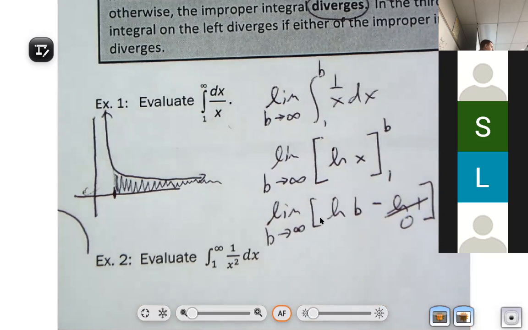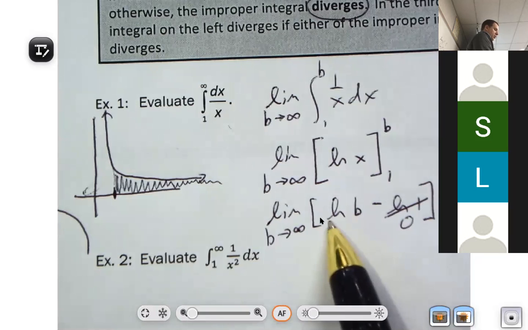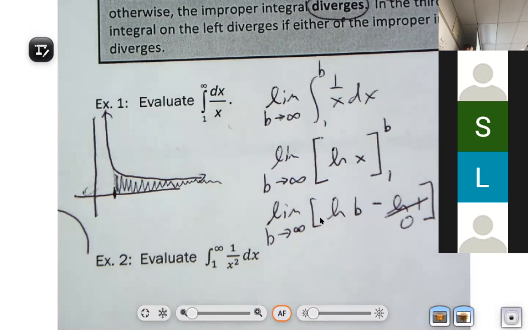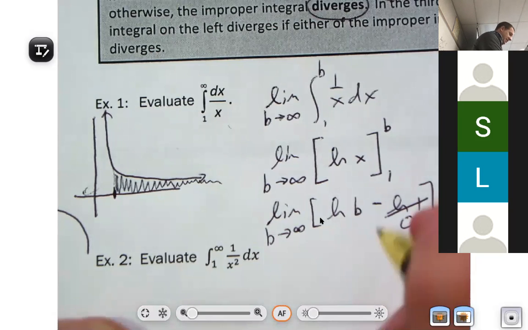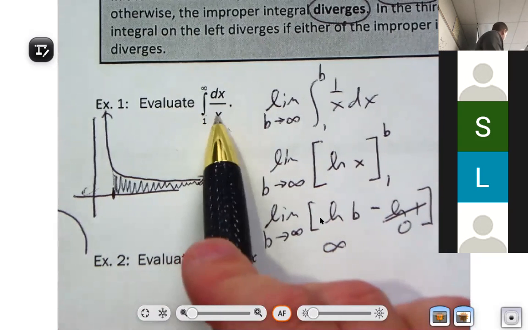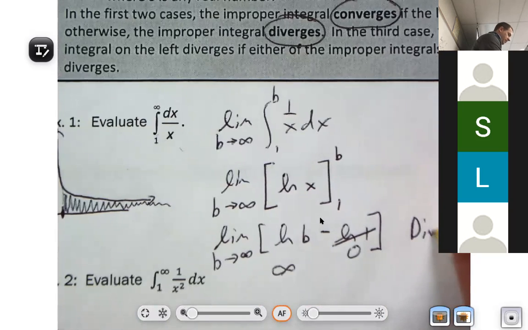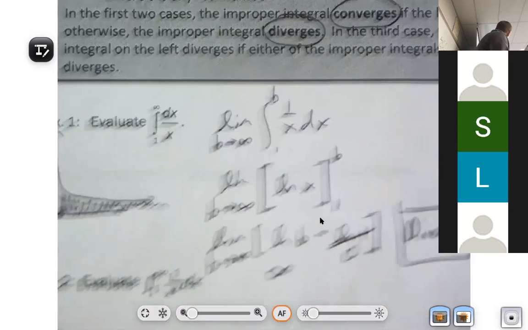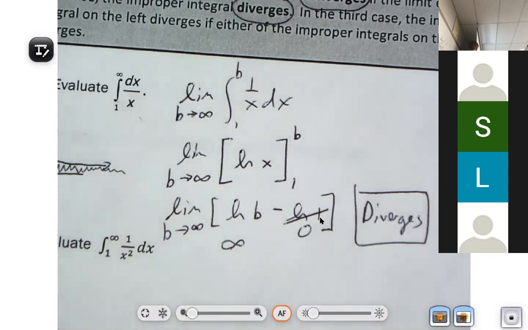But now this is where the limit properties come into play. If b is approaching infinity, well, let me ask you guys this. What's the natural log of infinity? It's infinity. It's going to infinity. Okay. What that really means is this limit doesn't exist. This limit does not exist because it's going out to infinity. So what we say is this integral diverges. It's too big to count. That would be the answer to this question. That improper integral diverges because the limit doesn't exist.